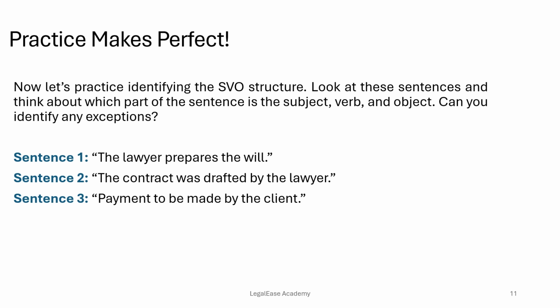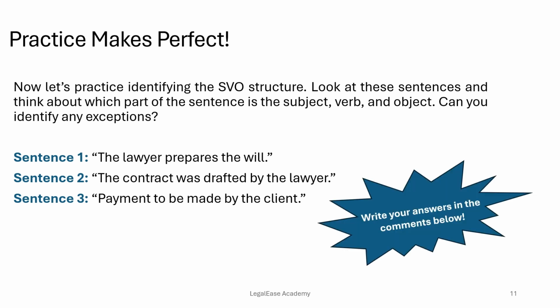So looking at these 3 sentences, I want you to ask yourself, can you identify any exceptions or any rules at play here? What is the structure of each of these sentences, and if they do not follow the subject-verb-object rule, why? If you think you know why, please feel free to write your answer in the comment section below.